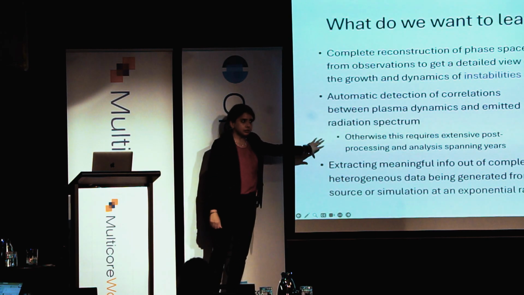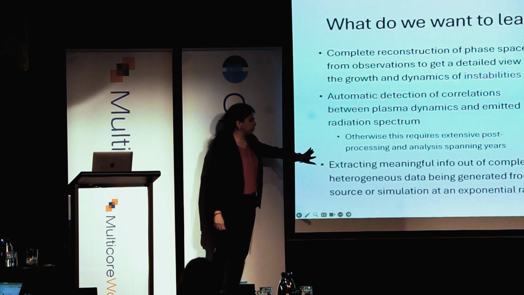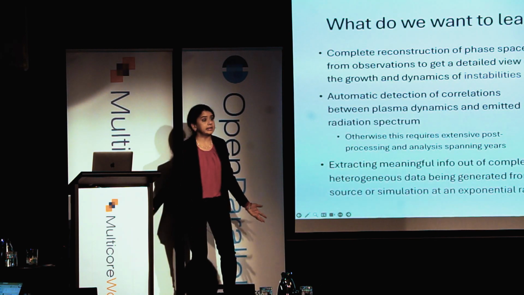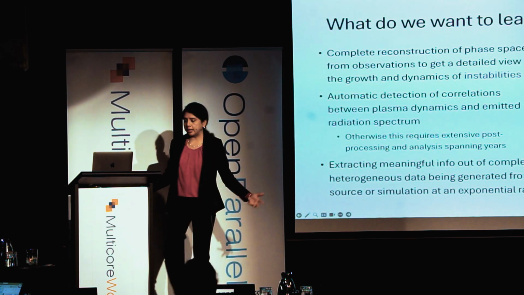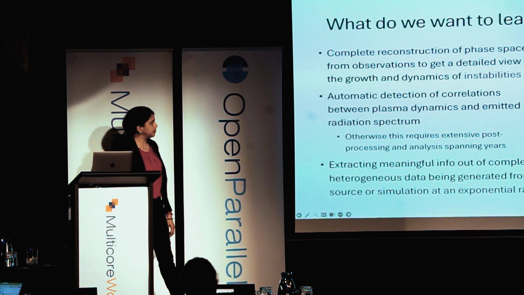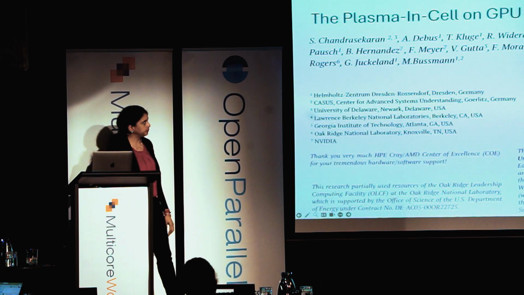If we did not do this, we would be looking into all these correlations and computations, which would take extensive post-processing and analysis, which would take years, no matter how compelling a machine you have. So basically, it is extracting meaningful info out of complex, heterogeneous data generated from either simulation or experiments. So you can imagine the influx of that much data, yet we want to put a pin on the instability region.